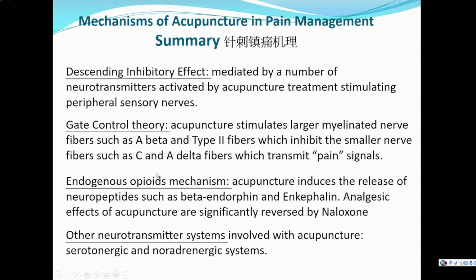Another one is called the endogenous opioid mechanism, of which beta endorphin, for example, is very commonly discussed. Other than beta endorphin, there are also many other neurotransmitters involved. So basically there are three mechanisms.